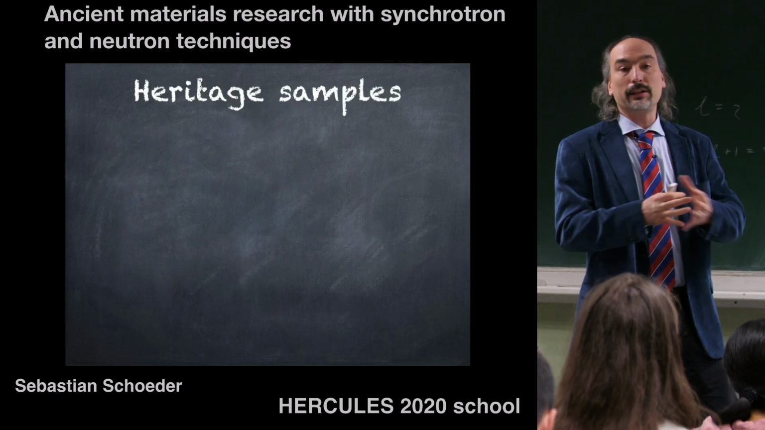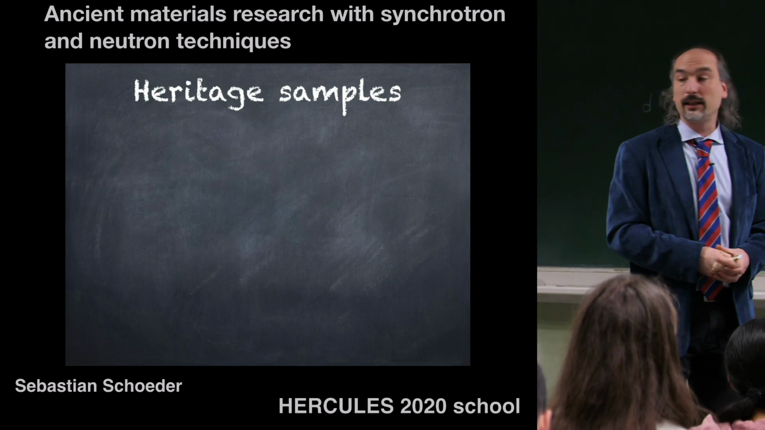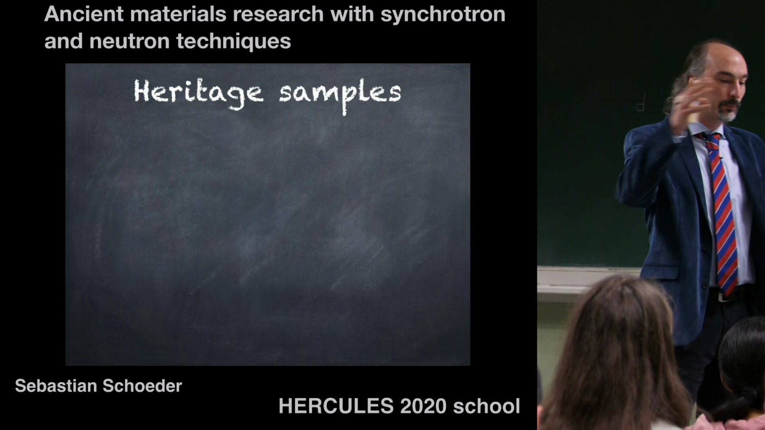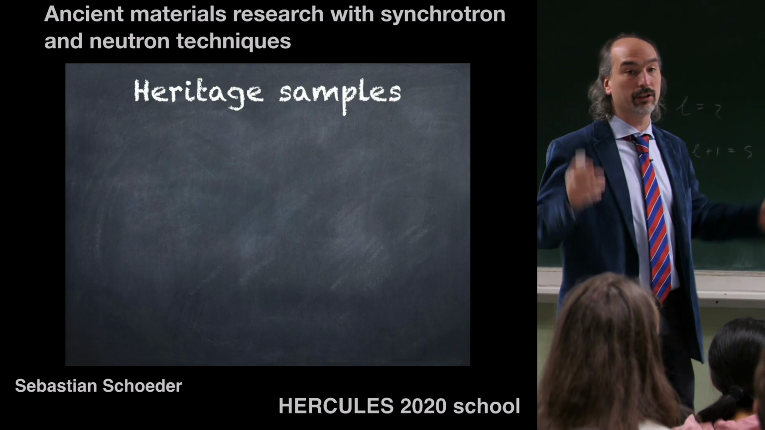Now, I've shown you it's a very, very diverse set of potential samples. And you can ask, of course, the question, is it actually useful then to group all this together in one term under heritage science?